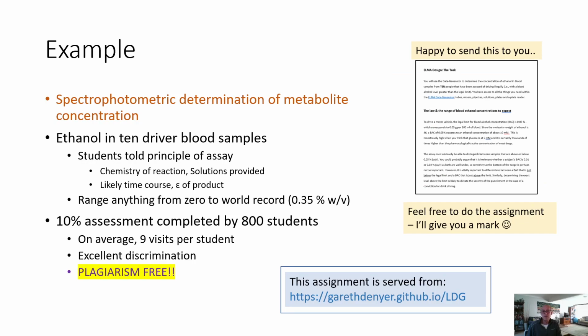Now, a good example of this is the spectrophotometric determination of metabolite concentration, in this case ethanol. So students are given 10 blood samples from people that have been accused of drink driving. They have to assess whether they're over the limit or not. If you want to see the full assessment, I'm very happy to send this to you. This is an assessment that's been done over a few years by over 800 students per year, and it leads not only to them obtaining all the troubleshooting skills that we've talked about, it allows a completely plagiarism-free assessment because everybody gets a different allocation of unknown samples.